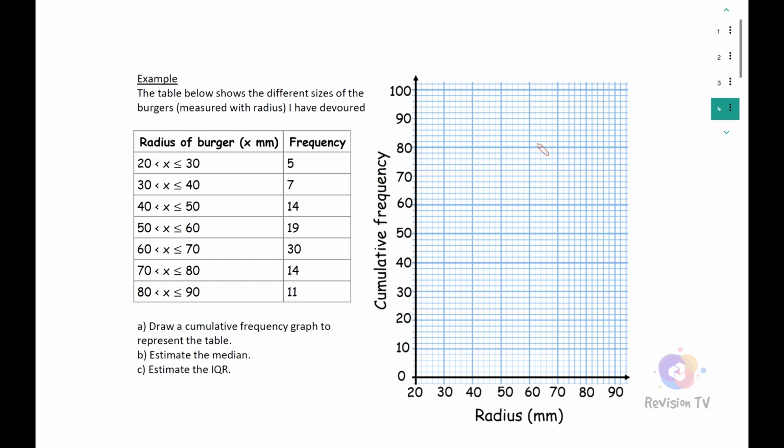First step, you need to create an extra column called CF. So you start from 5 and then run a total. So use a calculator. 5 plus 7 is 12. Every time you add the next number, 12 plus 14 is 26. 26 plus 19, that's 45. And then add 30, that's 75. Add 14, that's 89. Plus 11, that's 100.